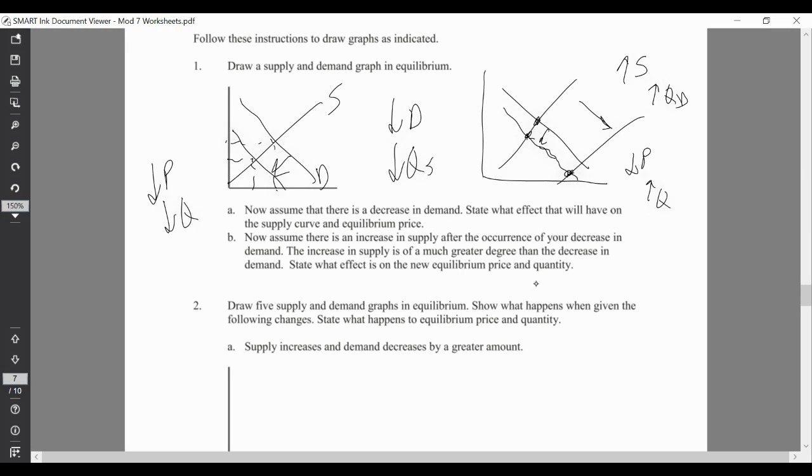State the effects of the new equilibrium. So essentially, we're going to be way over here versus way over there when we just shifted. So they did one after the other. But once again, they gave us a degree and said that the supply curve shift should be greater. Okay.